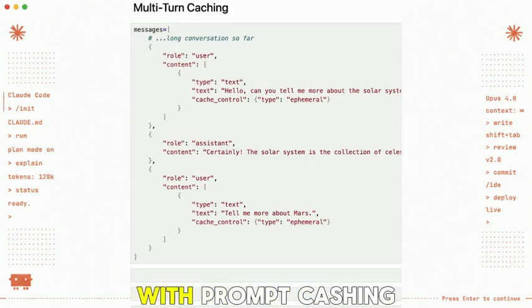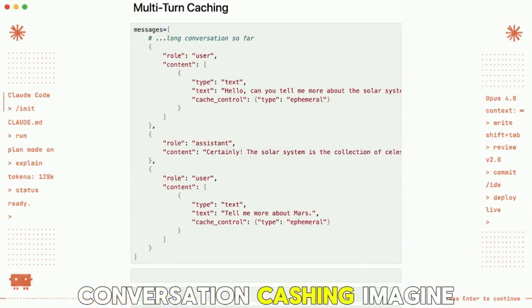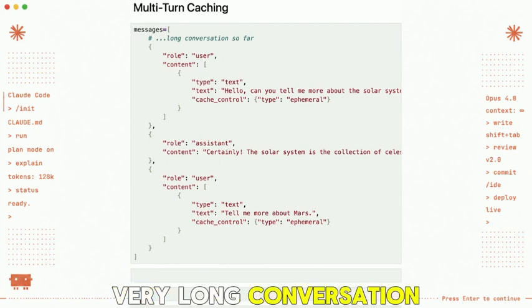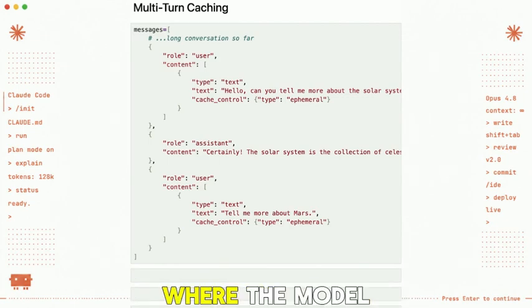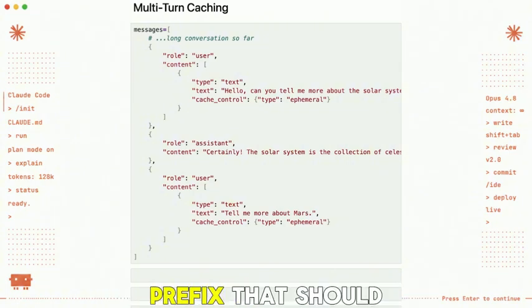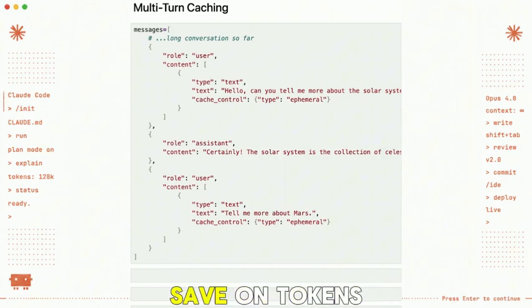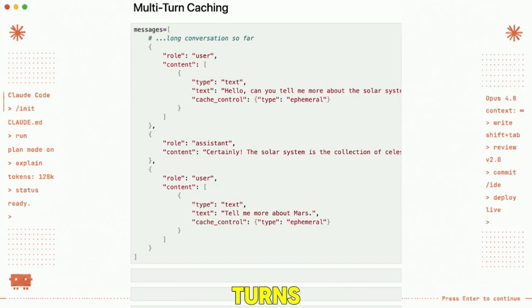One common gotcha with prompt caching is multi-turn conversation caching. Imagine you have a very long conversation, maybe a conversation involving the book Frankenstein, where the model is sent that entire book text and there's a whole conversation about it, a long common prefix that should be cached to save on tokens, especially if the conversation has dozens or hundreds of turns and each turn is long. What you can do is cache the conversation as it grows.